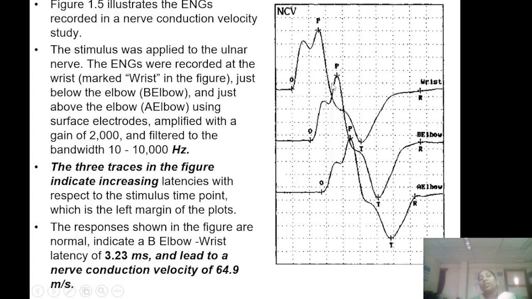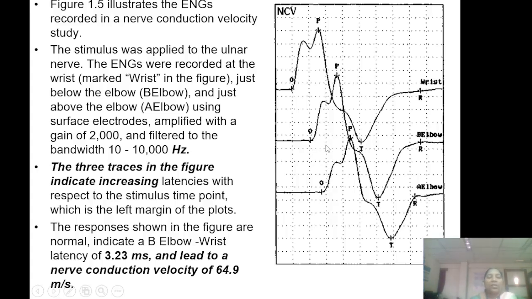Then the ENG signal is recorded over the below the elbow region and above the elbow region. If you observe all these three waveforms, you can find the difference. The difference here is the latency period. At different regions you have different latency periods. You can observe that in the wrist region the latency period is less, whereas at the elbow, the latency period is more, and that is below elbow, and above elbow again the latency period is high. So there is an increase in latency period with respect to the stimulus point. That we have observed in this graph.